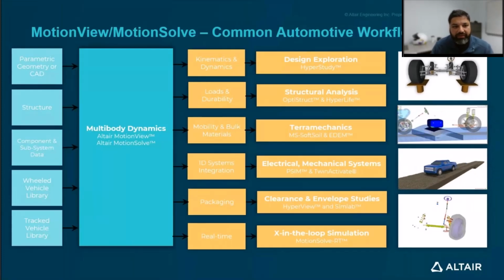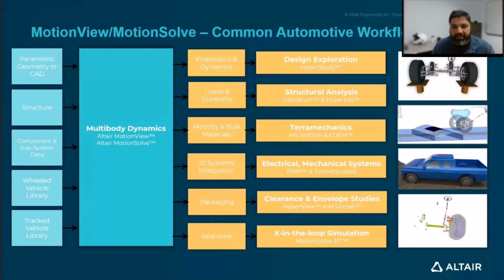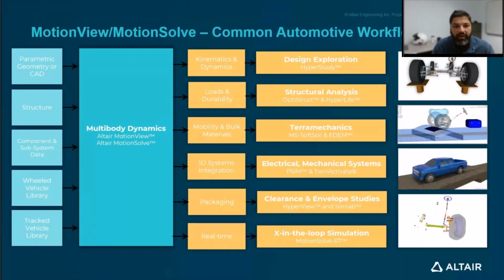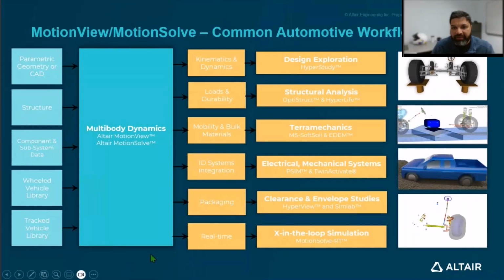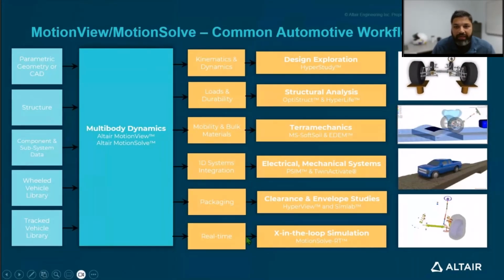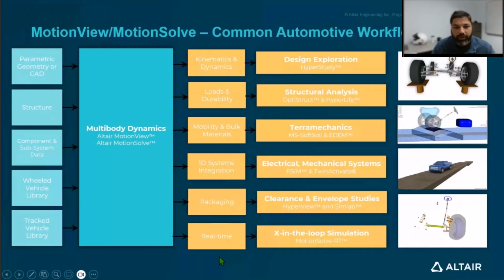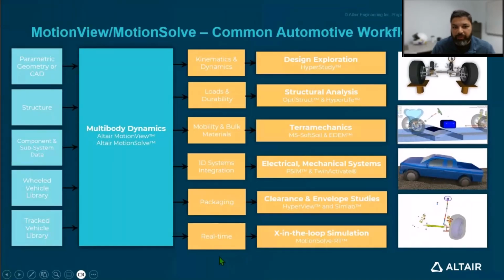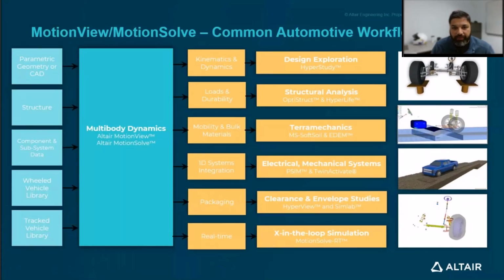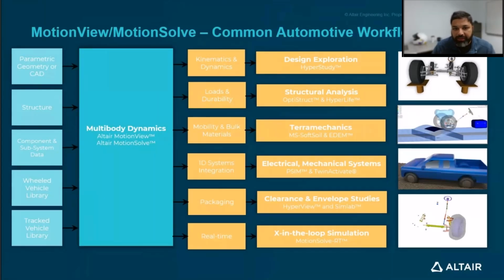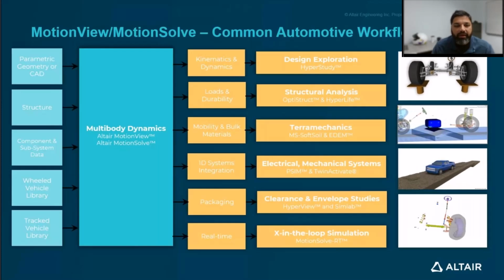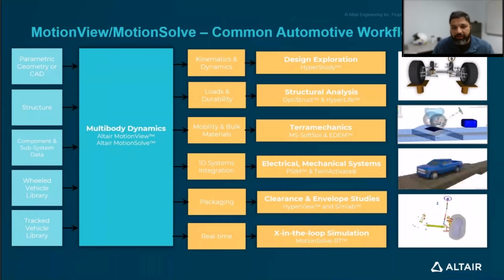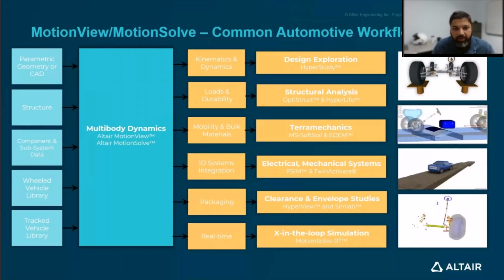So what can you do with this model that's been developed using all these inputs? You can, of course, do kinematics and dynamics. So things like K&C, kinematics and compliance analysis, vehicle dynamics simulations, durability simulations. Those are possible through our close integration with both OptiStruct as well as the fatigue side of things. Mobility and bulk materials. I already talked about EDEM. We also have a native soft soil model, which we'll talk about later today.